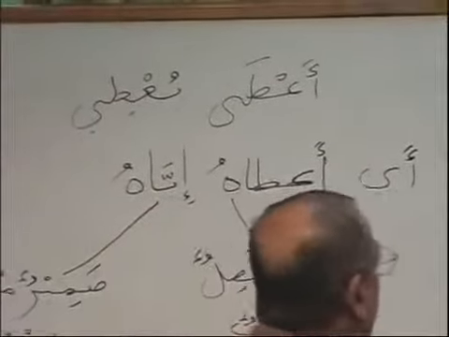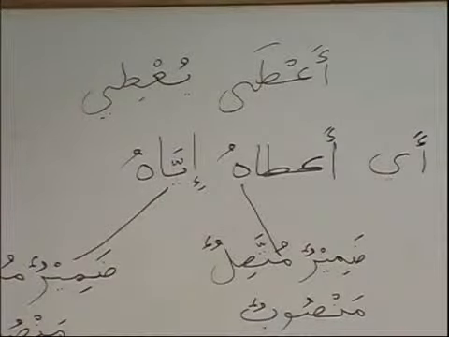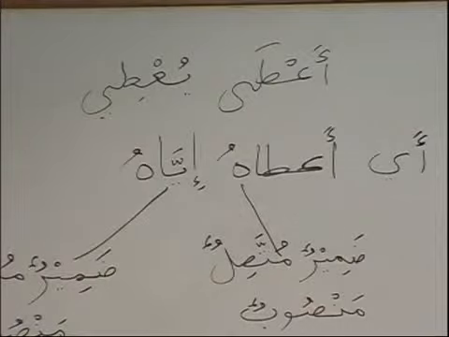Are you with me? Ata yu'ti. Okay, brothers and sisters. Who? Ata who? What is who? Maf'ulun bihi. Okay, that who is now mansub. It comes as a maf'ulun bihi. But what kind of a damir is it? Damirun muttasilun. And it is mansub. This is the mansub form of the damir.